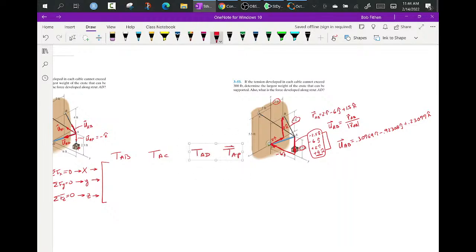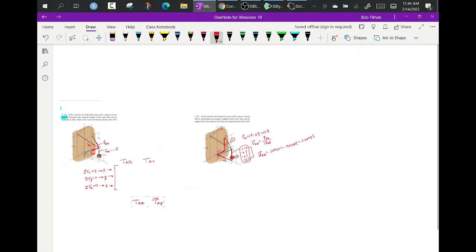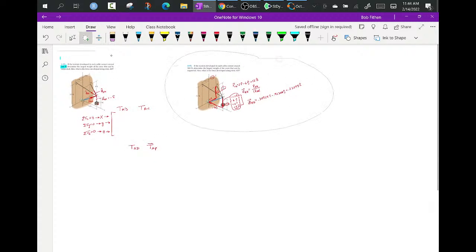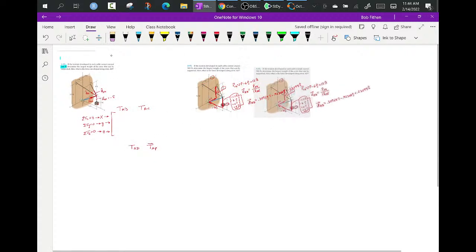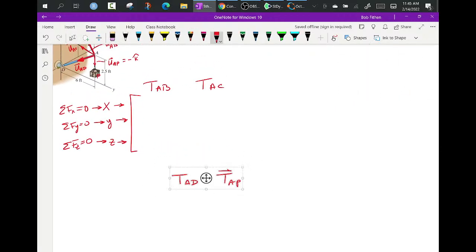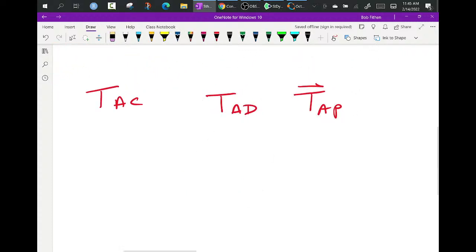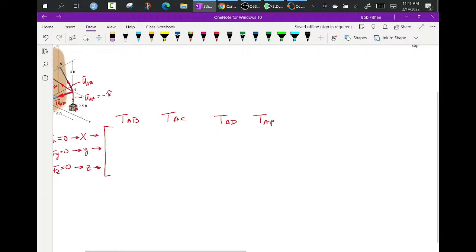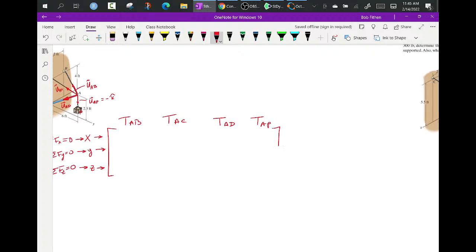Let's do it this way. I'll move this out of the way. Shrink this down. Move that over. Shrink that back up. Move this back up here. And my mistake, there shouldn't be a vector on that. And then what I'll do: TAB, TAC, TAD, and TAP.